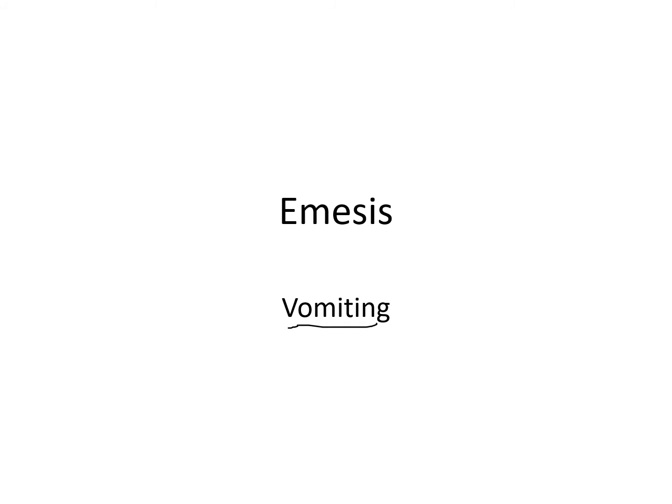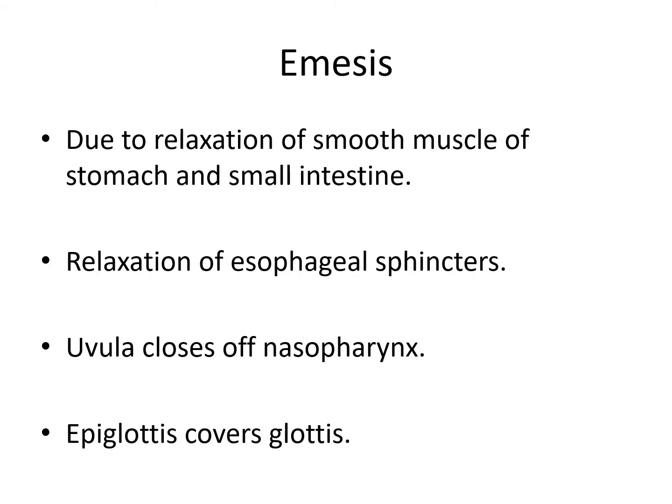Emesis, well, this is just vomiting. Okay, and it can be due to relaxation of smooth muscle of the stomach and small intestine, and the relaxation of esophageal sphincters. Okay. And normally the uvula closes off the nasopharynx, but if you ever threw up orange juice, it's not perfect, and you can feel your nasal cavity burn because it's not protected as well from the acid of the stomach. And of course, the epiglottis covers the glottis to prevent any of it from entering your respiratory system.